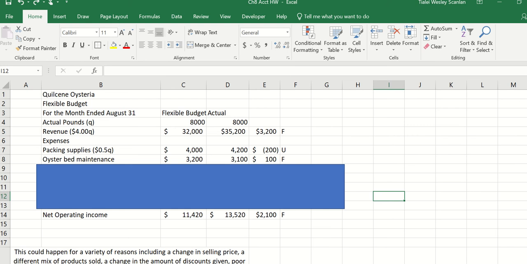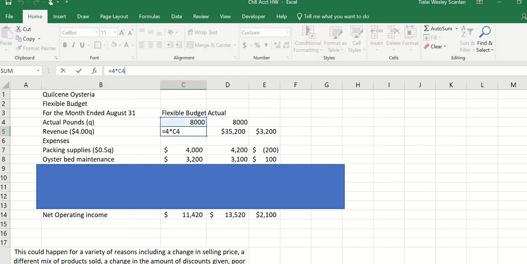For 8-2, I have these variances in here. I'll take those out so we can explain them. Same thing over here. You can see I will refer to C4, or I could do C4 as quantity.